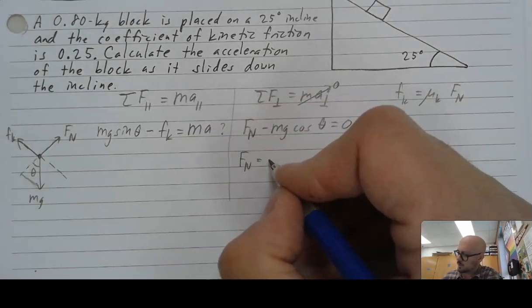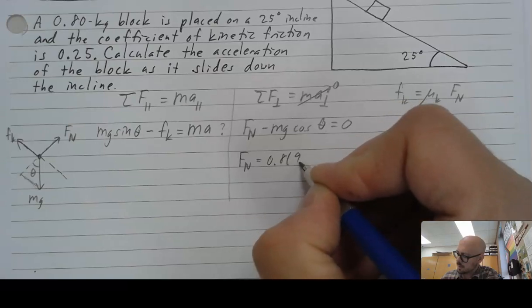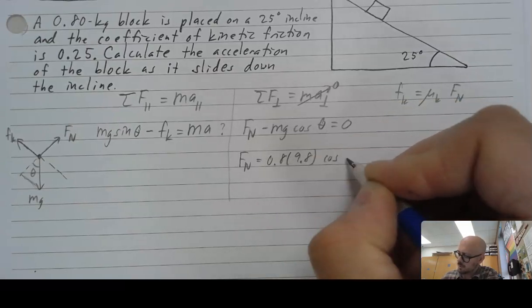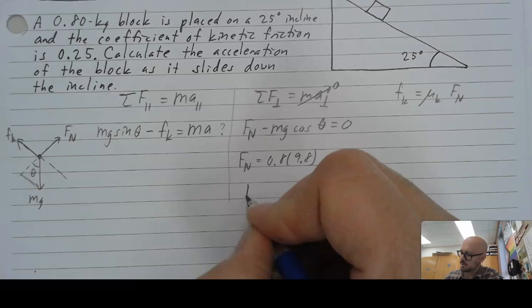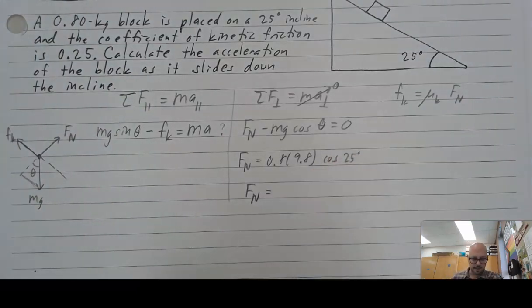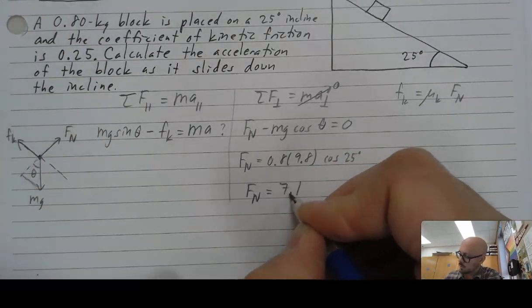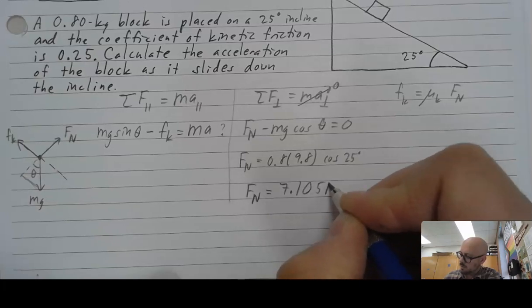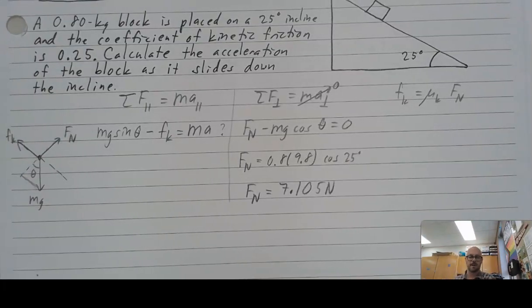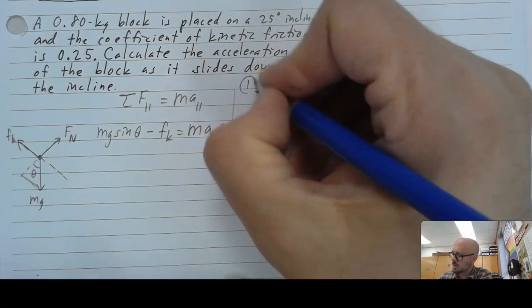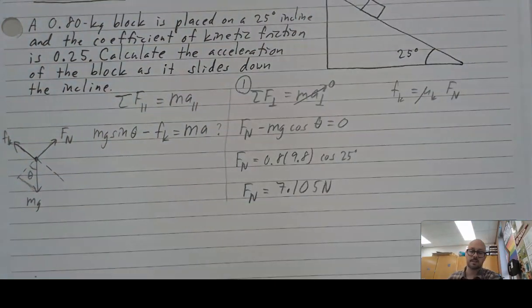The normal force is going to be 0.8 times 9.8 times the cosine of 25 degrees. Normal force is a value that I can get. It's 7.1. I'm going to keep a couple extra decimal places, 7.105 newtons. So this ended up being the first thing that I did. I found the normal force.